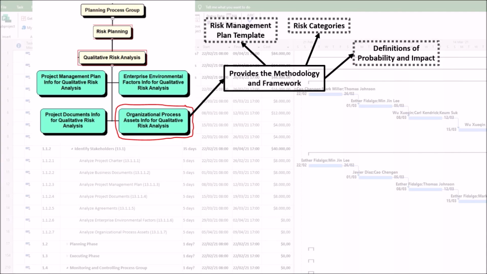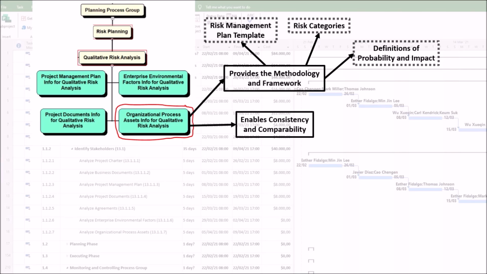Third, definitions of probability and impact. Organizational process assets contain the organization's standardized probability and impact scales, for example, a 1 to 5 scale with clear definitions for what high, medium, and low mean for cost, schedule, scope, and quality. Without this, each project manager would invent their own, making cross-project comparisons impossible.